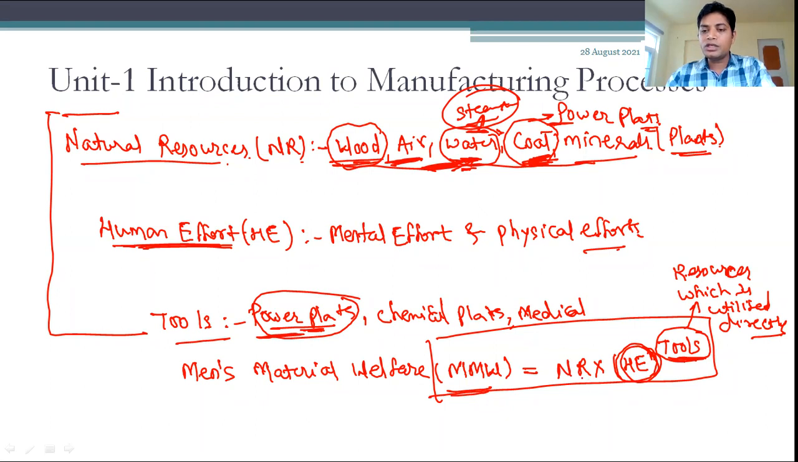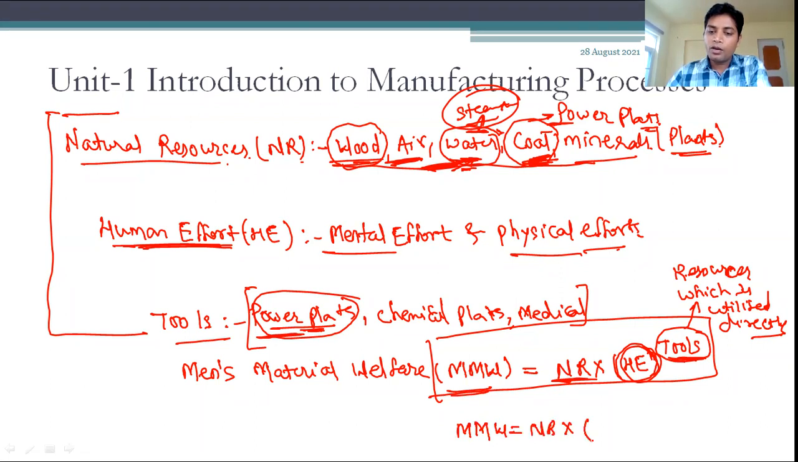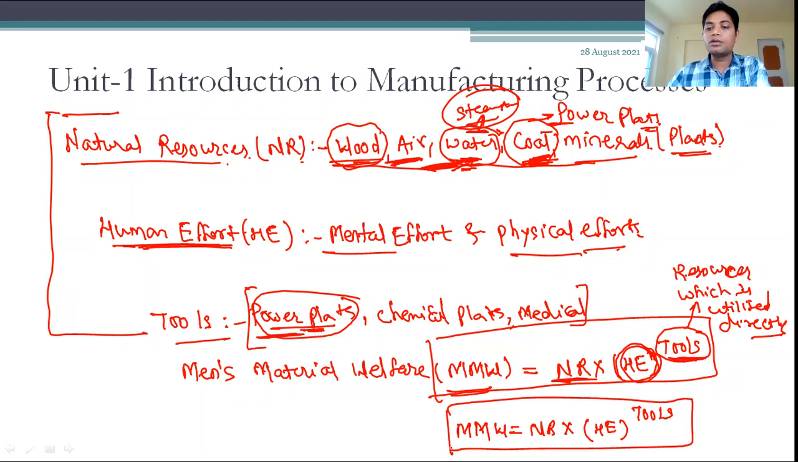So that's why we are using these natural resources which are available in nature, but we cannot use them directly. We can use them indirectly. So for that we are using mental effort as well as physical effort. We are manufacturing or producing that, and then we are using it directly. So this is the men's material welfare, MMW, which will be defined as NR, that is natural resources, into human efforts raised to tools. This is basically the power of human efforts. This is the standard formula, okay.